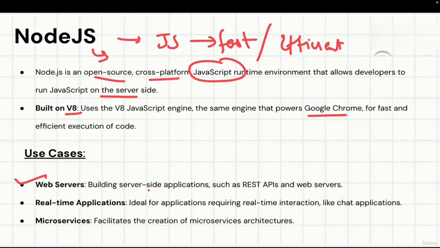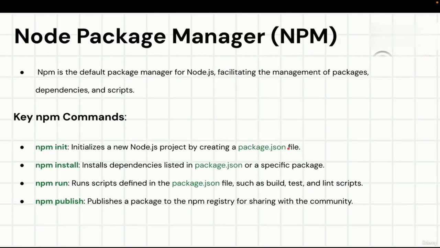Building server-side applications such as REST APIs and web servers can be done with Node.js. Moreover, real-time applications like chat applications, in which you require fast processing. Let's say text messages which go to and fro. In such situations, you are going to make use of Node.js. Then microservices: it helps in the creation of microservices architecture. That's why Node.js is one of the most widely utilized languages in the market.